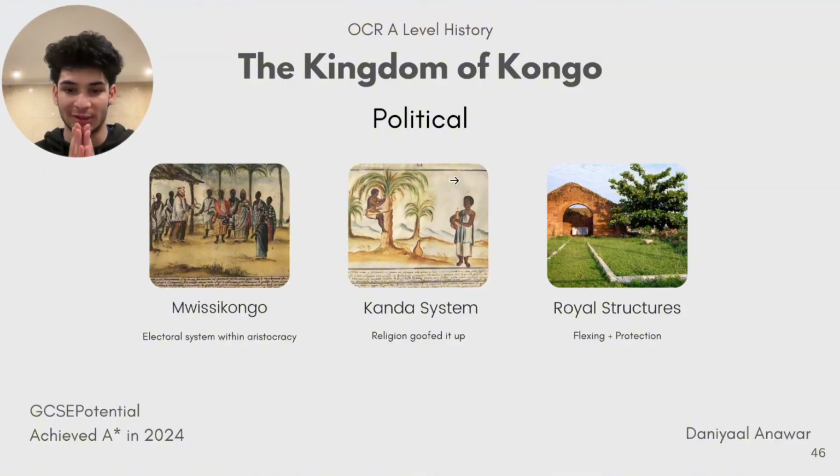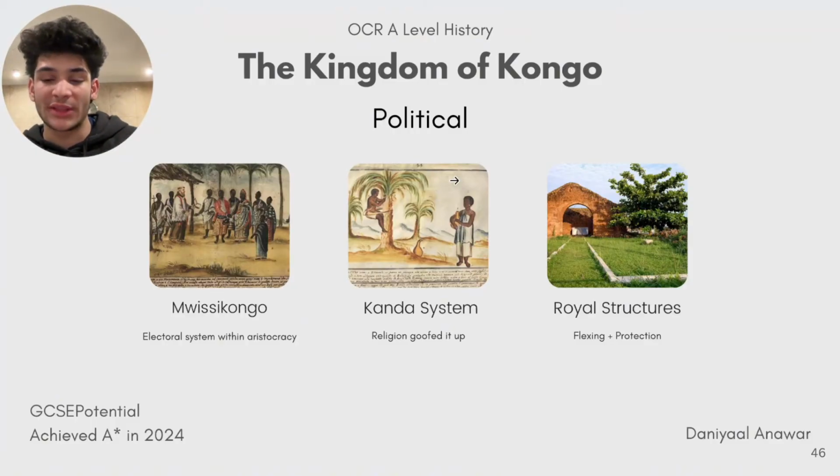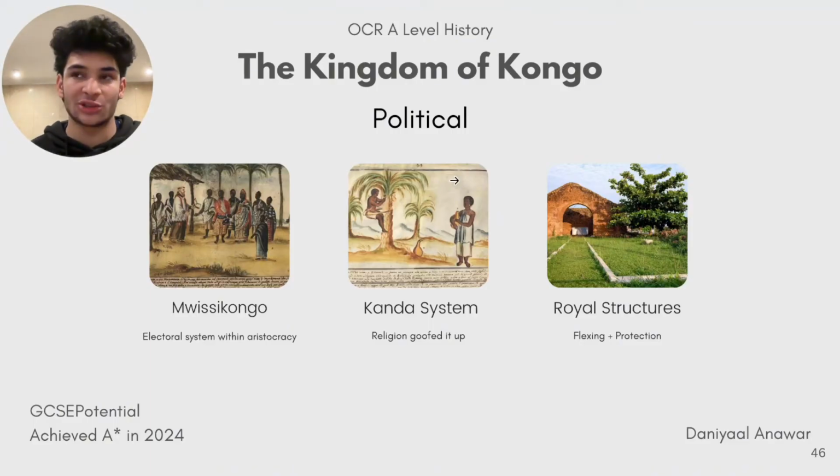Finally, royal structures. Sorry, I should really take a break tonight. But anyways, there were royal structures in Congo, like Mbanza Congo had a lot of royal structures. And what these structures were for was flexing and protection. Flexing on one part, they built a lot of fancy structures, for example, a royal palace. And naturally, if they brought people from other countries, even from Portugal, and they saw these royal palaces, you would think, wow, these people are kind of rich. So obviously it looked good for you, makes you look stronger, etc.